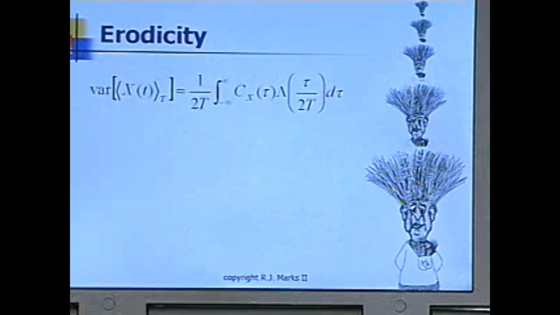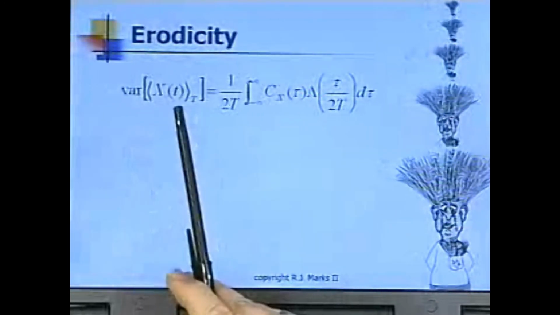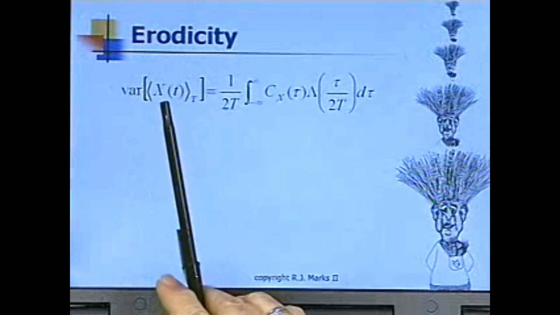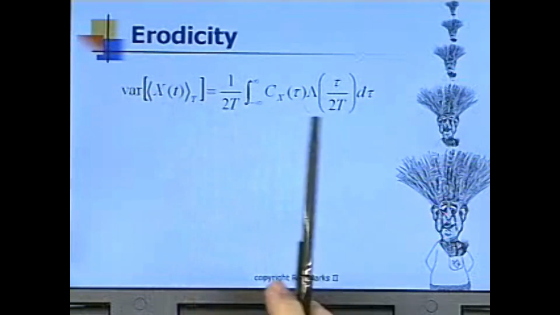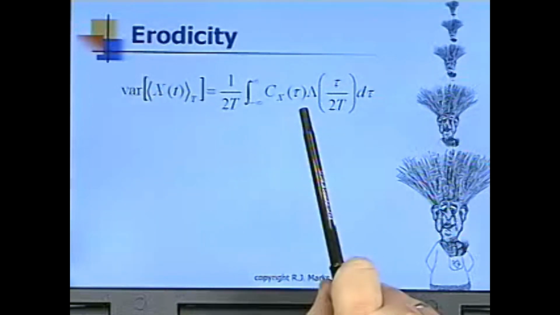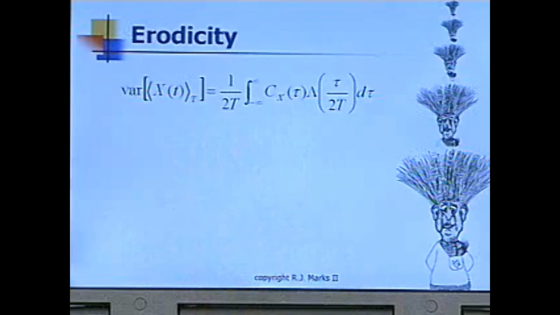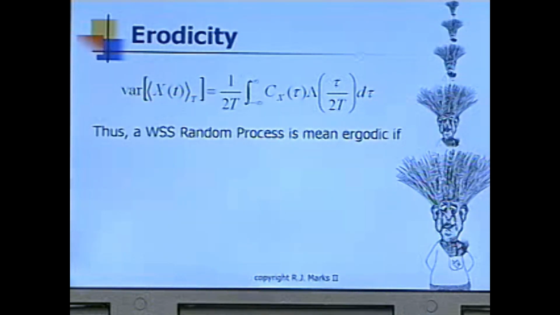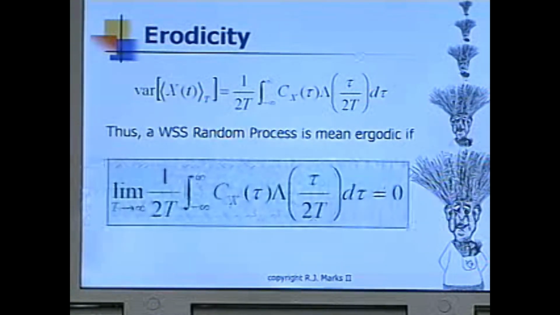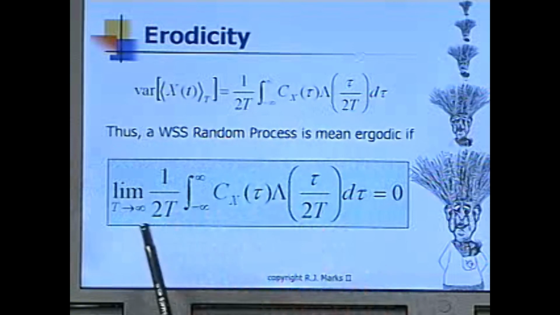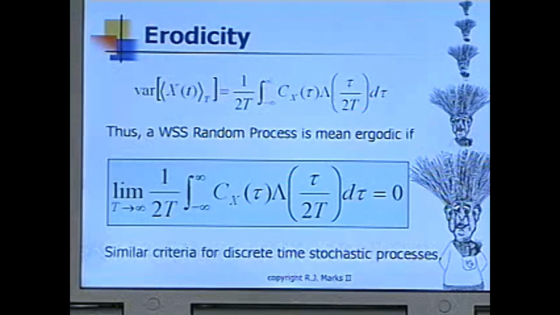Okay, so ergodicity. This is what we determined on the last slide if you take out all of the math garbage in between. The variance of the time average is equal to this expression. If this expression goes to 0 as t goes to infinity, we have a mean ergodic signal. Thus, a wide-sense stationary random process is mean ergodic if the limit of this, as t goes to infinity, is equal to 0. This doesn't work in the battery factory. There's a similar criterion, by the way, for discrete time stochastic processes where the integral is replaced by a summation.